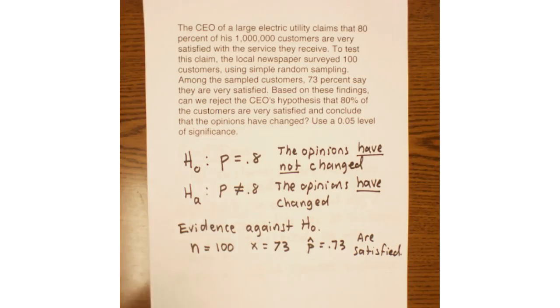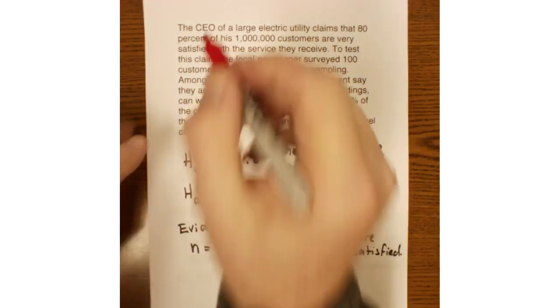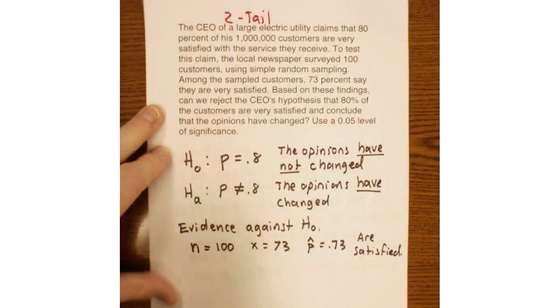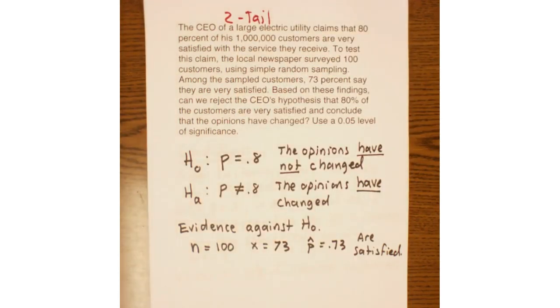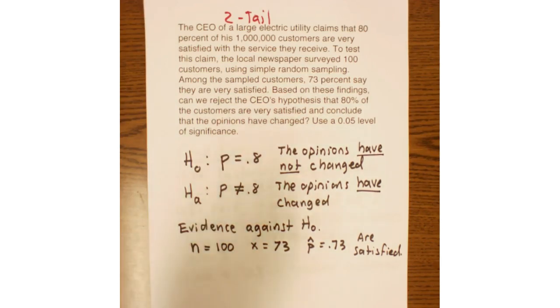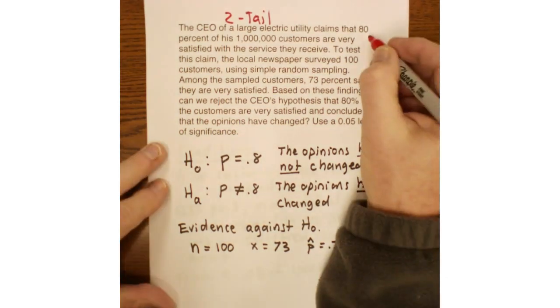All right, Wizards, one of the things we're going to be working on this week is a two-tailed test. A two-tailed test. And so we've seen this problem before. The CEO of a large electric utility claims that 80% of his 1 million customers are very satisfied. Again, this is a statement about the population.